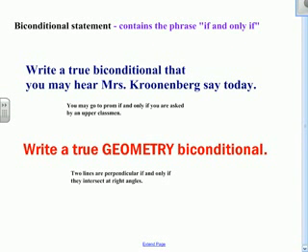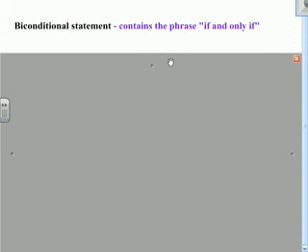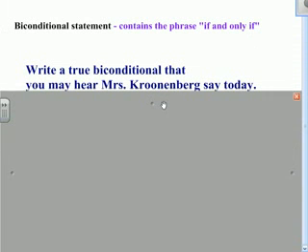The third topic in this video is biconditionals. We already went over if-then statements, and a biconditional is a statement that contains the phrase if and only if. It's usually in the middle of the sentence.